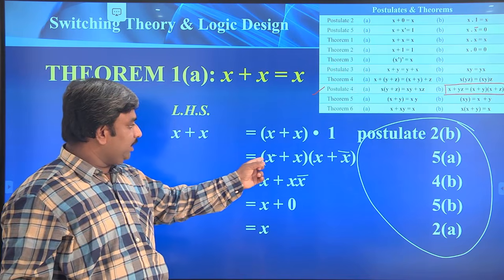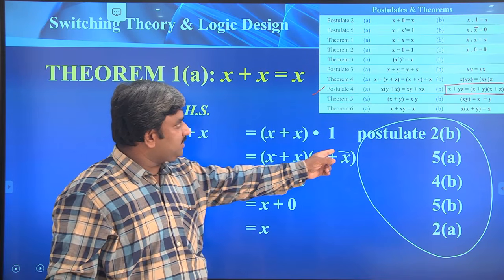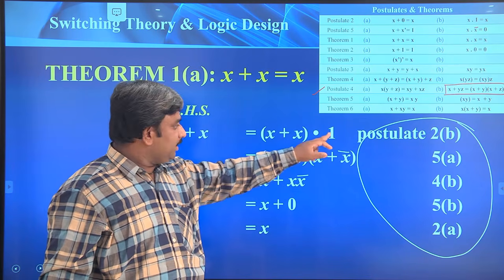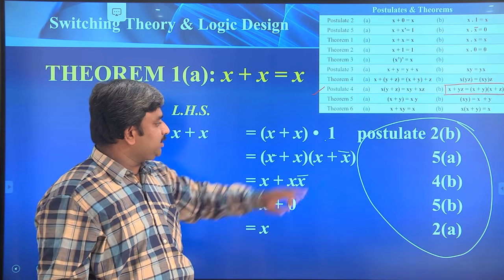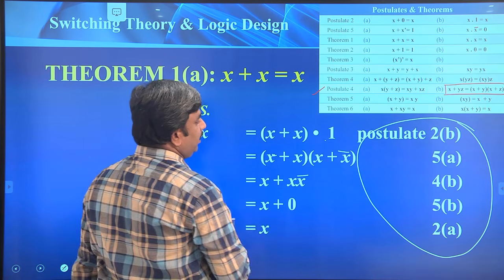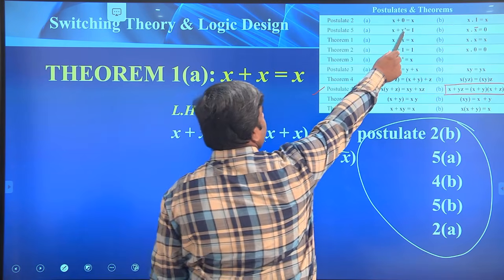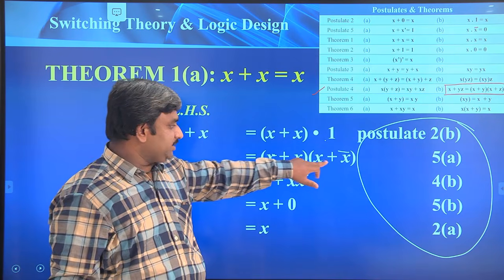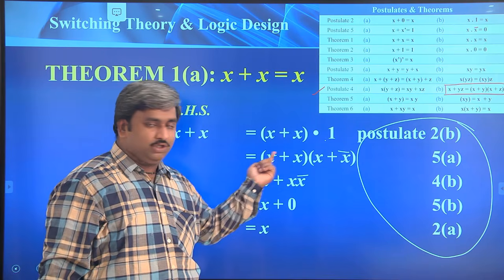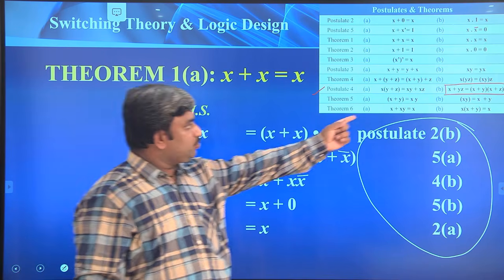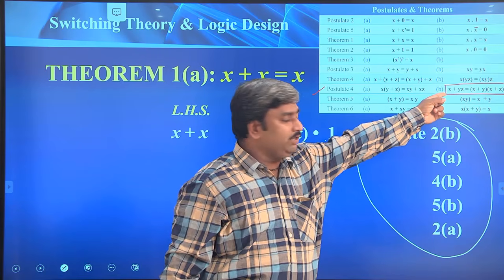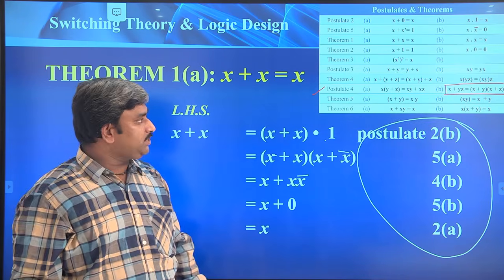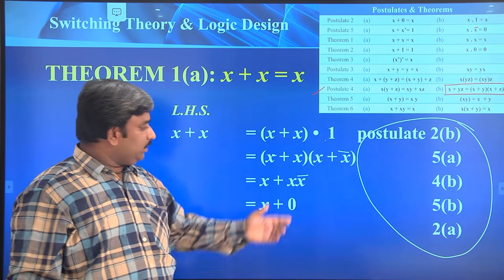Next coming to that, x plus x into x plus x bar is equal. We have written in the place of 1, x plus x bar. In the place of 1 I have written x plus x bar, from which postulate? X plus x bar is equal to 1, so that is a postulate from 5a. So from postulate 5a I have written 1 as x plus x bar. Now I am multiplying these two by using the distributive property. So based on the distributive property, in the red color box I have represented x plus yz is equal to x plus y into x plus z.